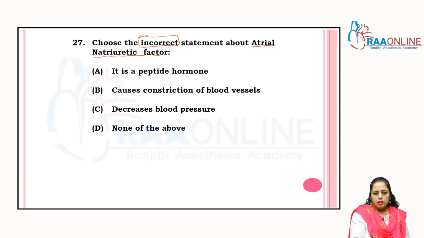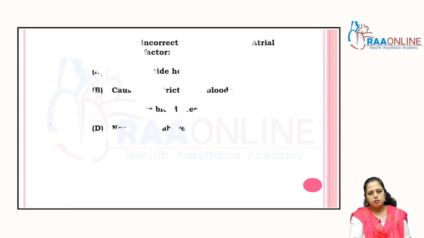Clear? So it is a peptide, is it right? Exactly, it is a peptide. It causes the constriction of blood vessels. No, it is responsible for vasodilation, not vasoconstriction. So that is wrong. Decreases the blood pressure, correct. So the answer is the incorrect statement about the ANF: it causes the constriction of the blood vessels.